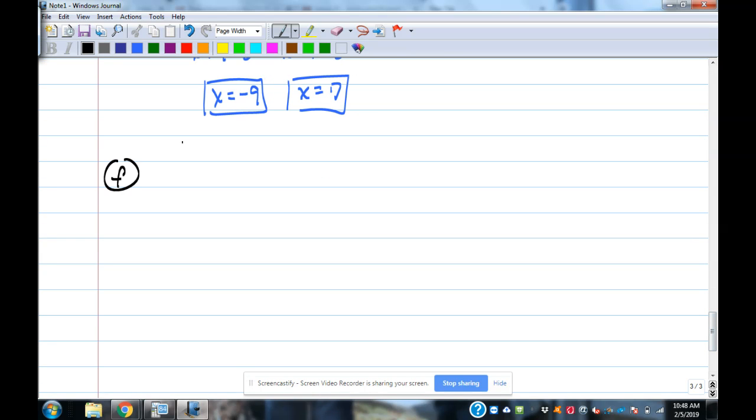Let's do another one here. Let's say negative 2x squared minus 3x is equal to 3x squared minus 20x plus 6. So similar problem to the previous example, just a little different.